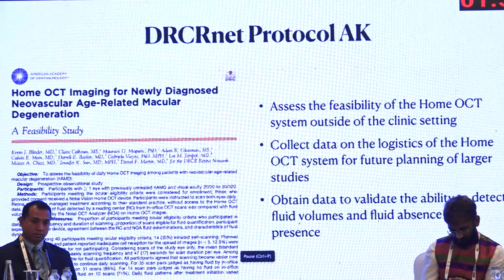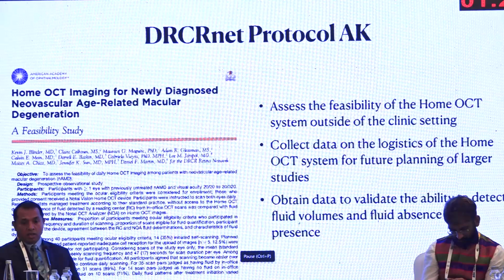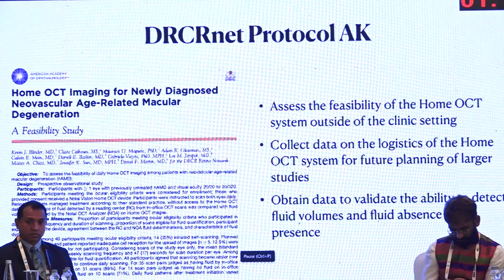There was this DRCR Net Protocol AK. The whole concept was that in neovascular AMD, we see patients every month. Even in the best way to treat patients, treat and extend, he has to visit every month. We have to treat more often. And the question was, can we reduce these visits of the patient in any way? To answer that, there was this home OCT device which had just come up, and DRCR Net thought of using it in a big clinical trial.